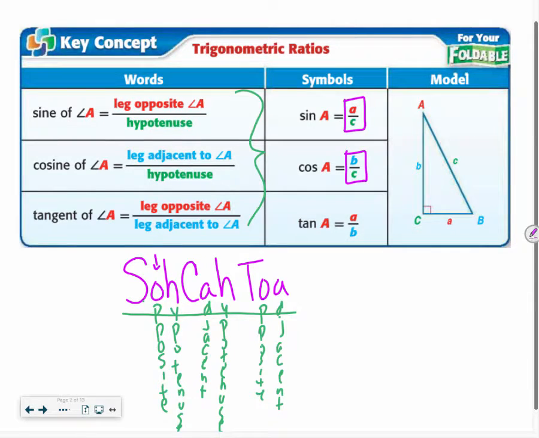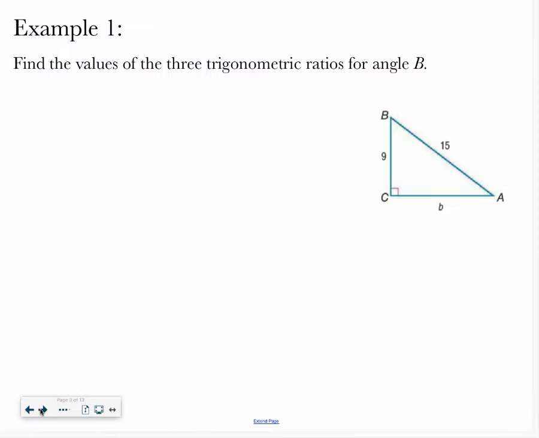If I want to look at what's the tangent of angle A, so still just studying this angle, tangent is the opposite over my adjacent. So I'm going to do my opposite, which is A, over my adjacent, which is B. Okay? I highly recommend writing SOHCAHTOA on everything you own. It's really going to help you.